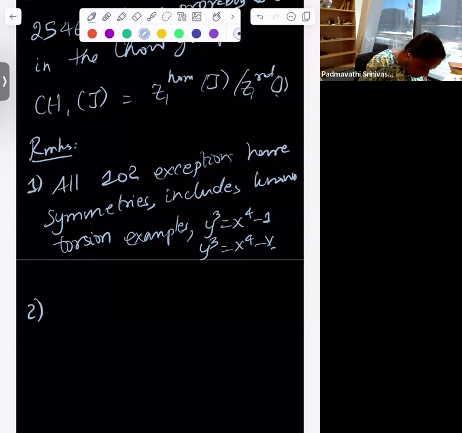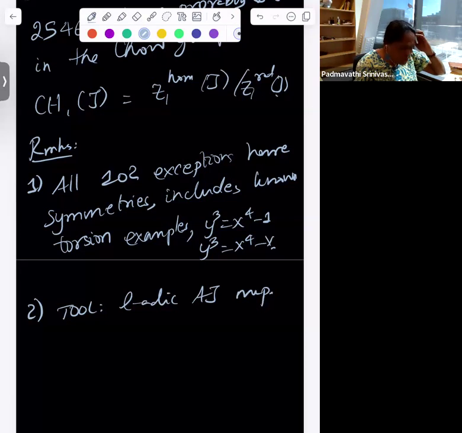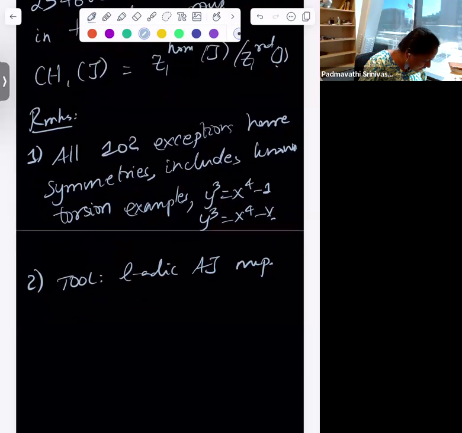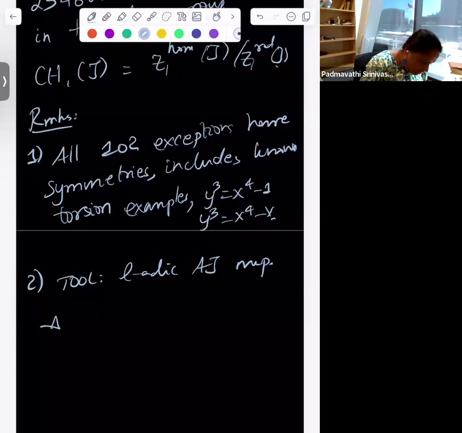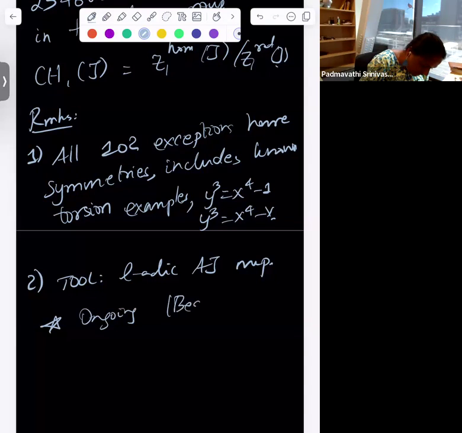And the main tool, just like Bloch, we use the Abel-Jacobi map. The limitation of the Abel-Jacobi map for a general curve is that it can only certify non-triviality in the Chow group. If you're willing to work with more general Abel-Jacobi maps, you have more powerful tools at your disposal. So I also have ongoing work, this might take longer, joint with Amnon Besser, to use the p-adic Abel-Jacobi map.